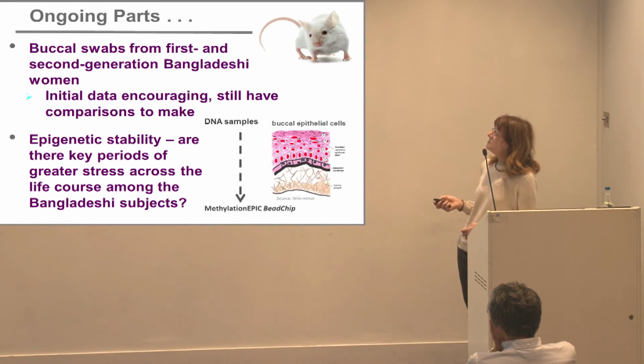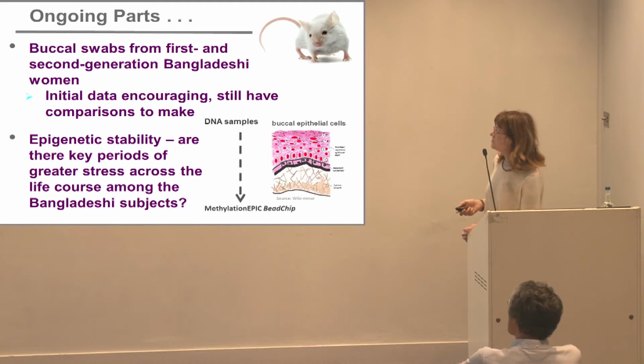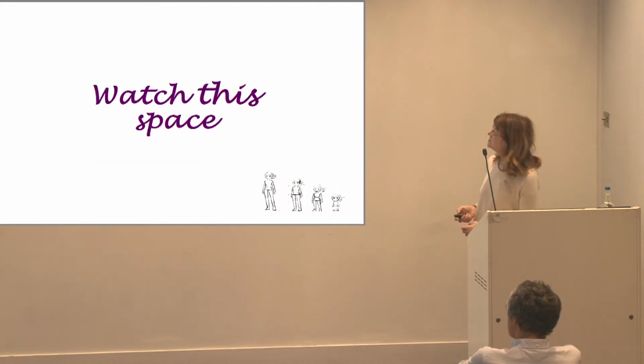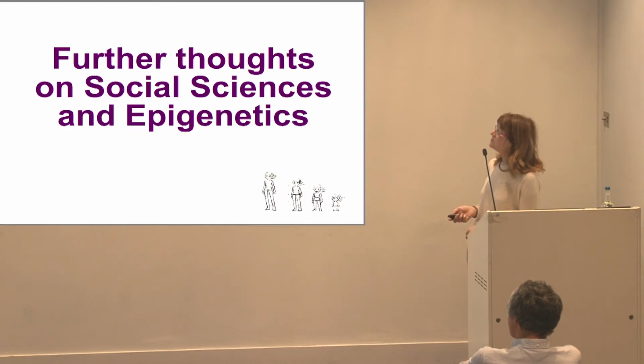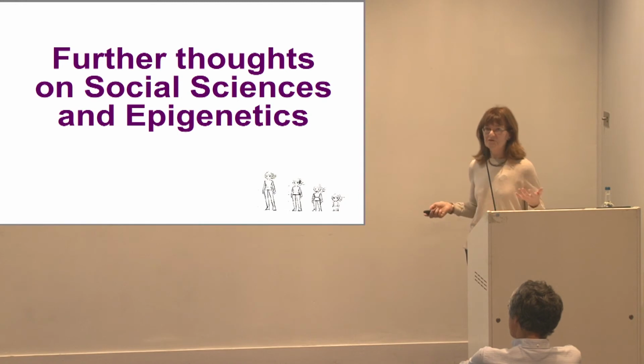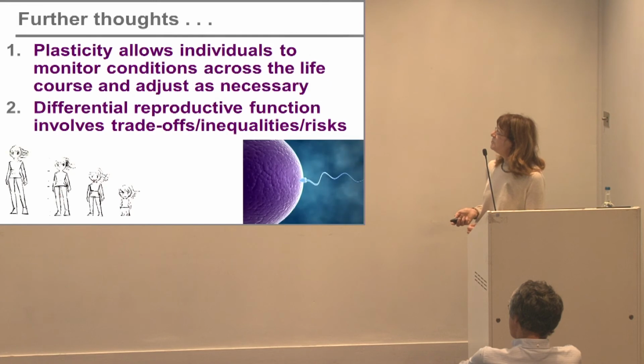And again, we don't have results yet on whether buccal swabs are really a good tissue to look at, although these data initially are encouraging because the last slide that I showed you came from the data on buccal swabs. And we're still waiting for results about analysis of epigenetic stability, so ongoing, as I said. So watch this space. And then finally, I just wanted to throw out a few further thoughts about social sciences and epigenetics, and what we can get of value from this other than some nice explanations for those of us who are interested in biological mechanisms.